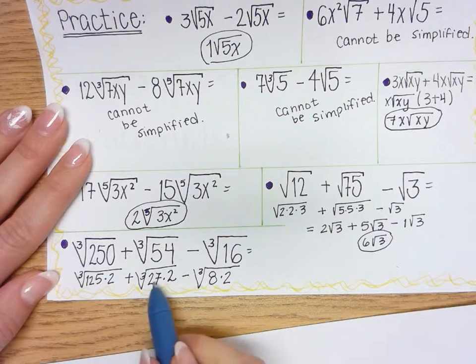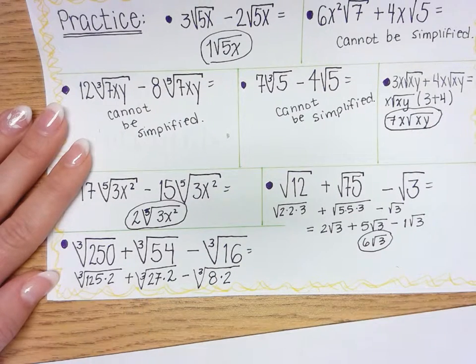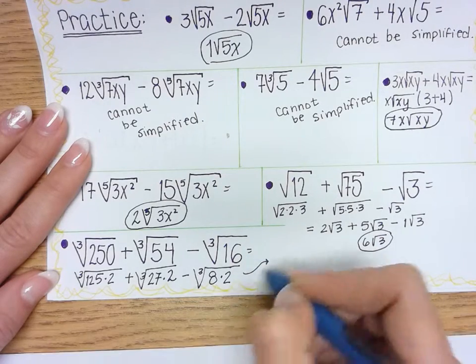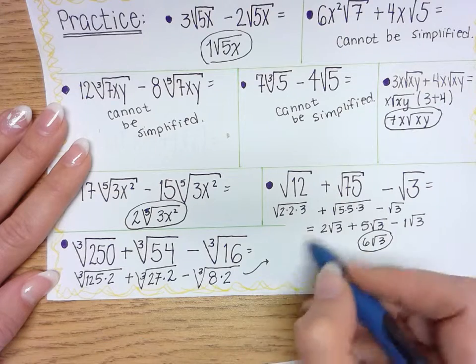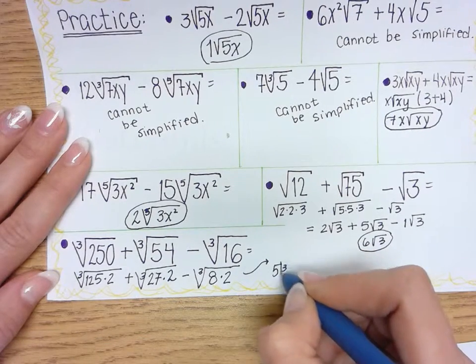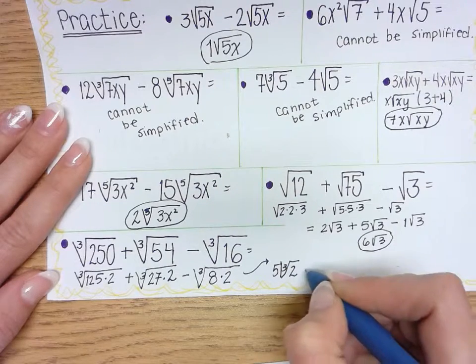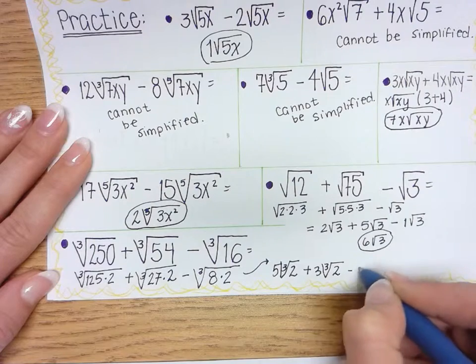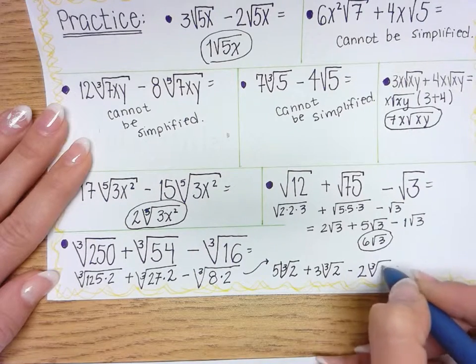Now, each of these numbers happens to be a perfect cube. You've got to plan ahead so that you make good decisions, okay? So I went down first. I'm going to go over because I don't have that much room. 125, the cube root is 5. So I have 5 cube root of 2 plus 3 cube root of 2 minus 2 cube root of 2.